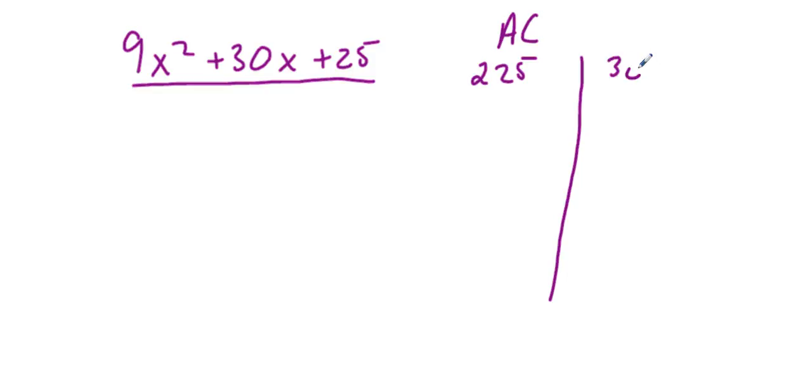Our B value is 30. So there's our B value, and let's figure out these factors that will give us 30. I'm not going to start with 225. Let's go a little bit smaller right away.